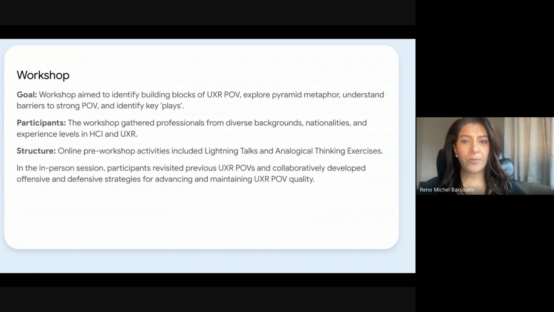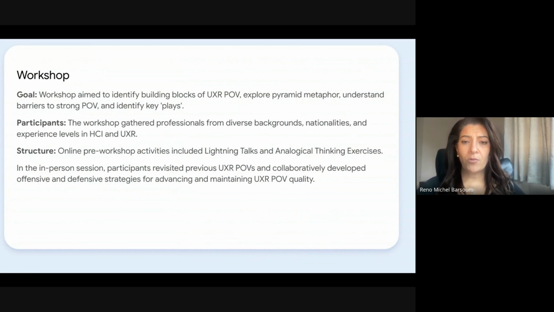The workshop comprised online pre-workshop activities, including lightning talks and analogical thinking exercises, which prepared us for the in-person session, where we revisited previous UX research points of view and collaboratively developed offensive and defensive strategies, aiming to advance and strengthen the UX research point of view and address challenges in maintaining its quality.